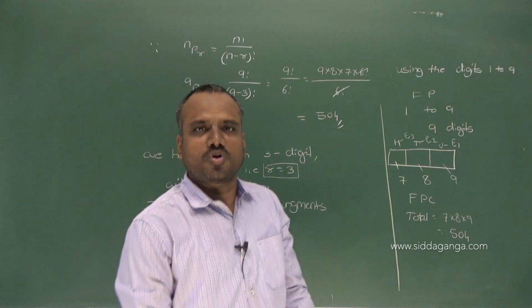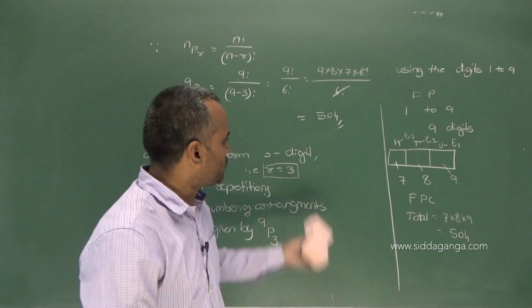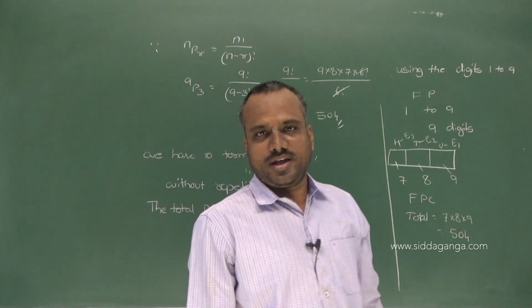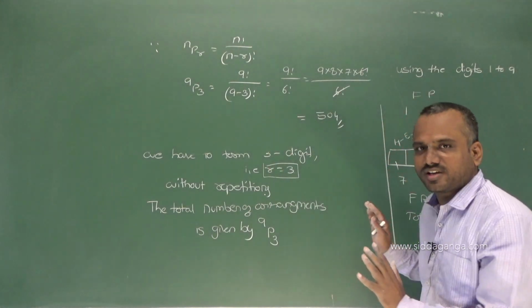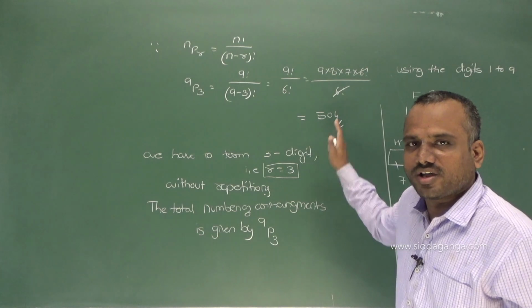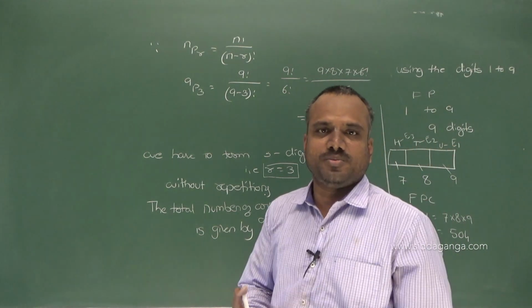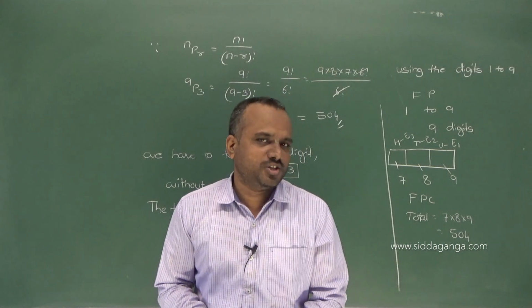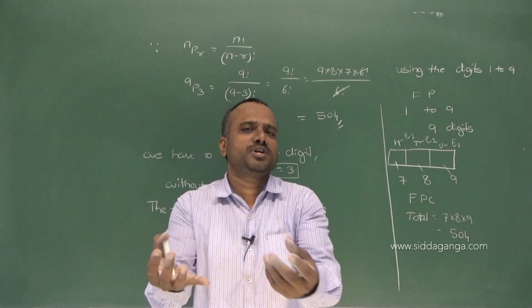the total number of arrangements. See, this is the method to solve the problem. Total number of arrangements is what? 504. If they ask in the examination which method we have to use, sir?